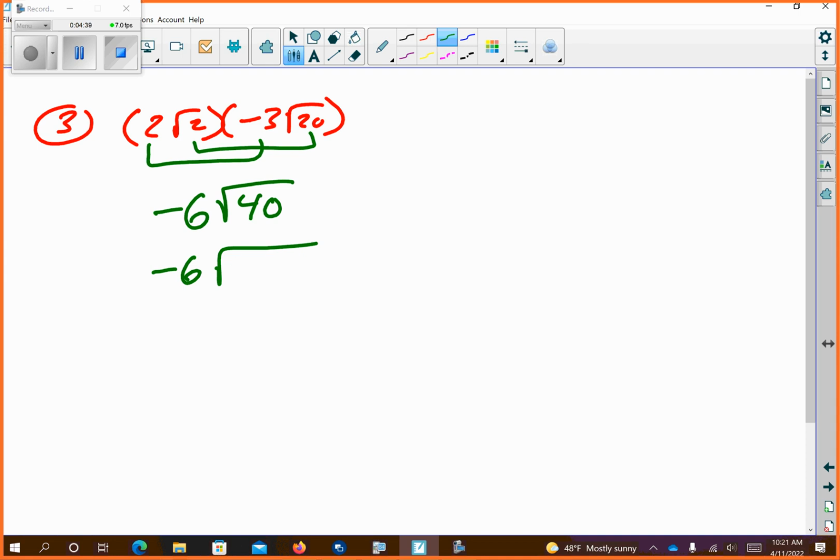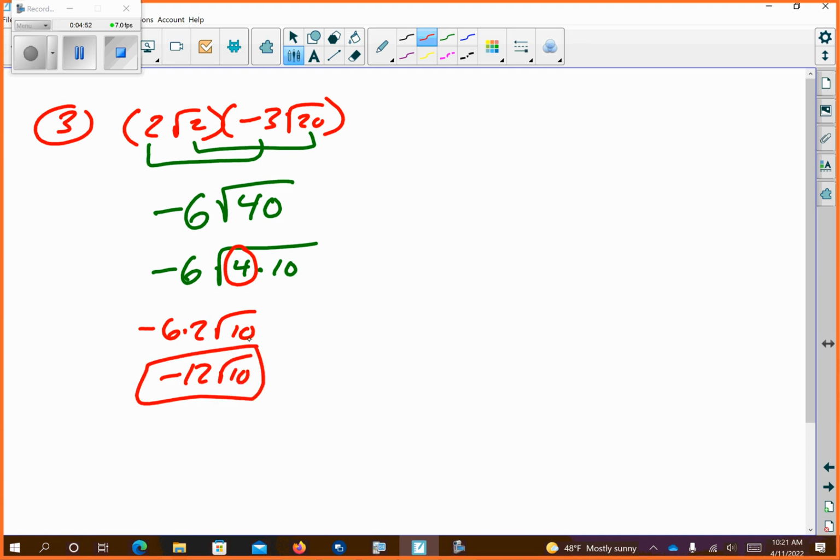4 and 10? Yeah, because 10 is not going to break down any further. But what is the square root of 4? 2. So I get this, which then gives me this. Okay?